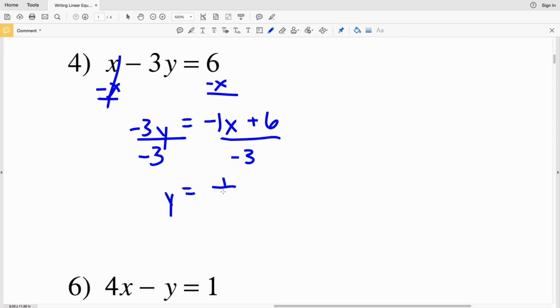So we'll have 1/3 times x plus 6 over negative 3 is going to be negative 2. So y equals 1/3 x plus negative 2, or you can say y equals 1/3 x minus 2.